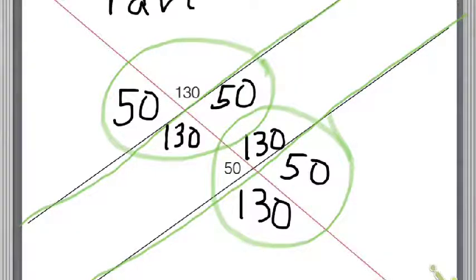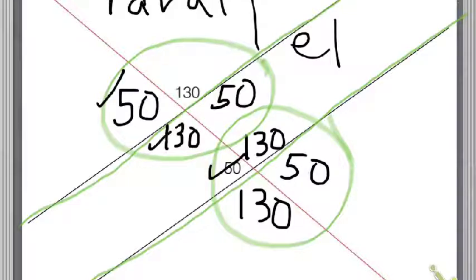And the reason that they are parallel is they have the same numbers in the same place. See, I've got 50 degrees here, I've got 50 here. 130 degrees here, 130 here. 50 here, 50 here, 130 here, and 130 here. That tells me that the two black lines are parallel.